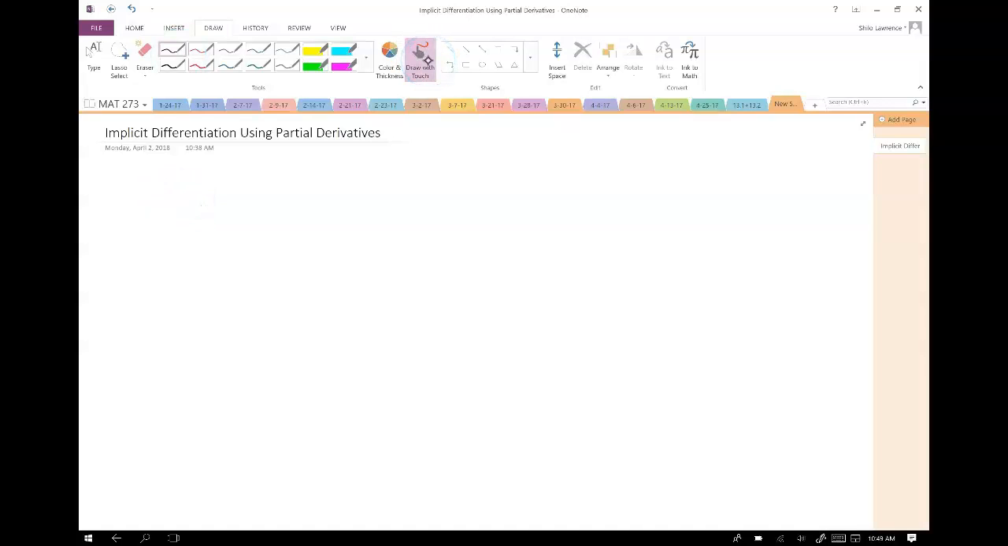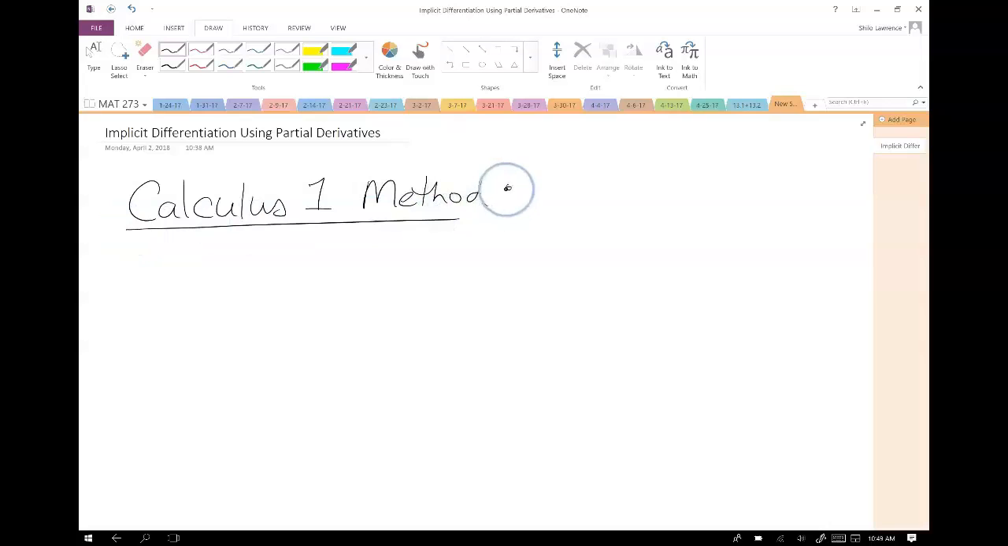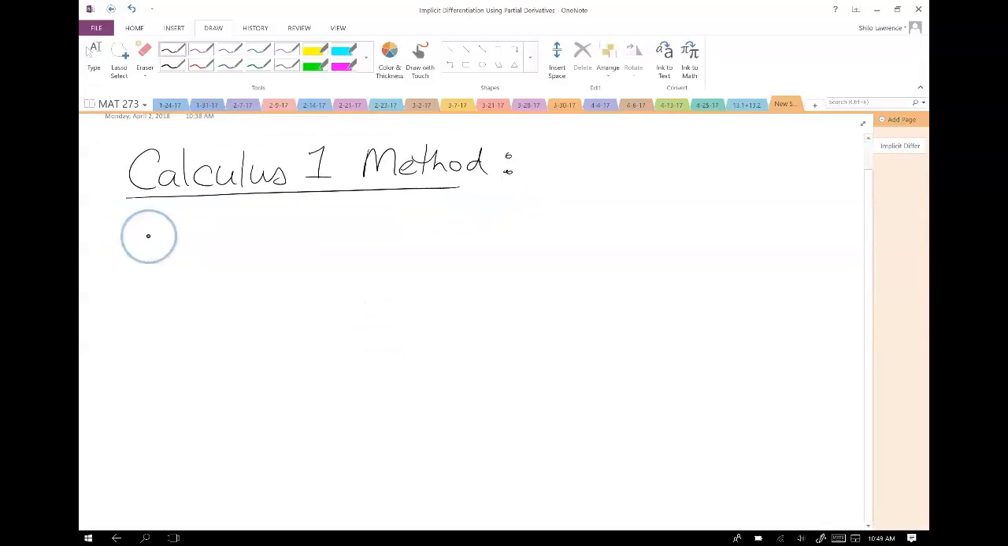The term implicit derivative might seem familiar, but you might not remember what exactly I'm talking about. So let's look at the Calculus 1 method that you probably learned a few semesters ago for doing this. We would have been asked to find dy dx for a function that's given to us implicitly. So let's say we've got x squared y plus 2x minus 3y equals 12, and we want to find dy dx.